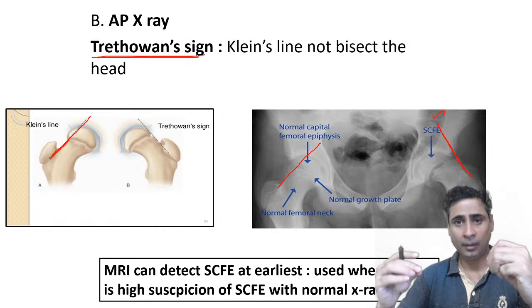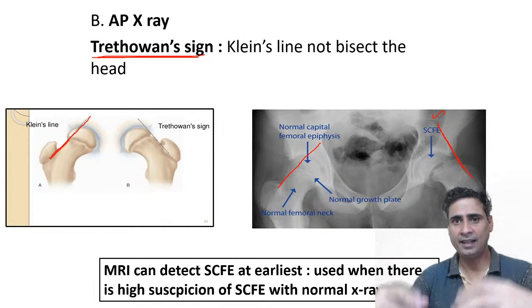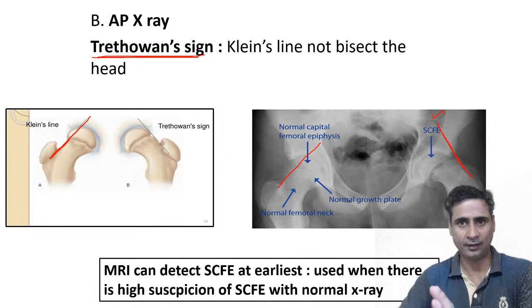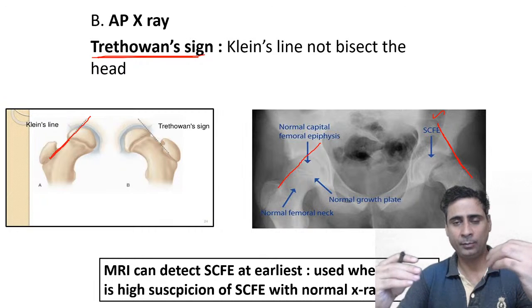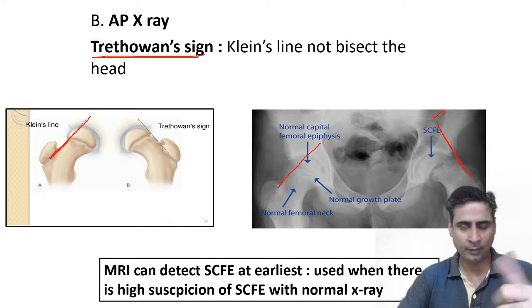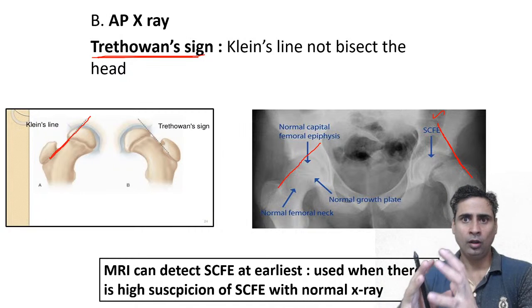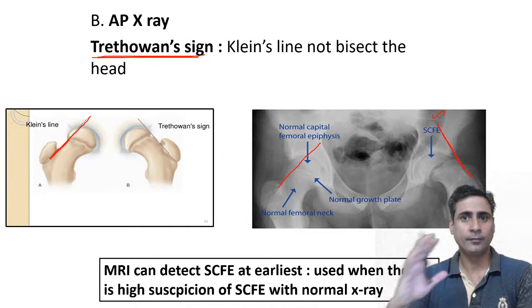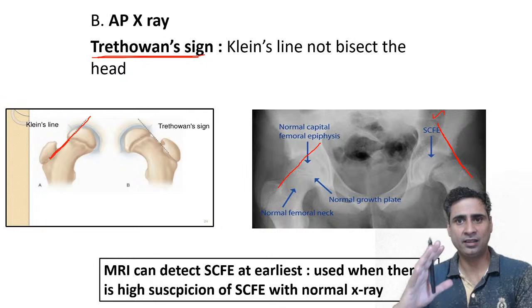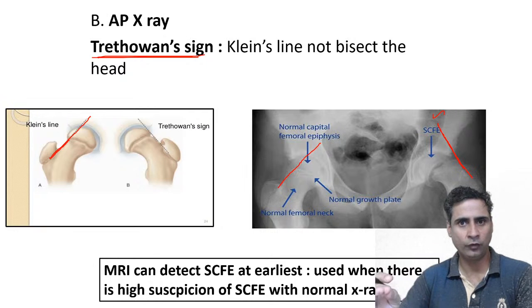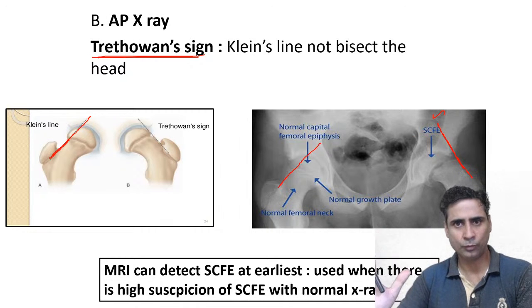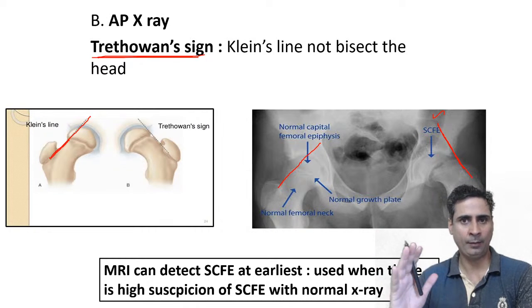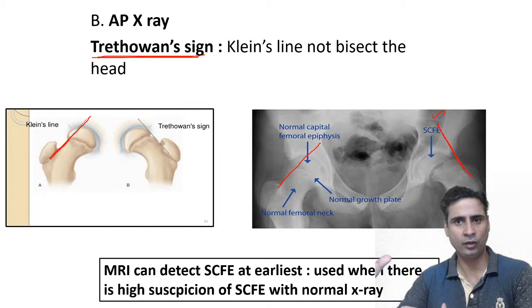MRI is the most sensitive investigation which can detect SCFE at the earliest, but it is not the investigation of choice, because most of the time diagnosis can be confirmed just by clinical examination and X-ray. So the radiological investigation of choice is the frog leg lateral X-ray view. Patient is coming to you, clinically you find it is SCFE, take out a frog leg lateral view. If you have any doubt, then MRI, otherwise your diagnosis can be confirmed with clinical as well as radiological X-ray findings.